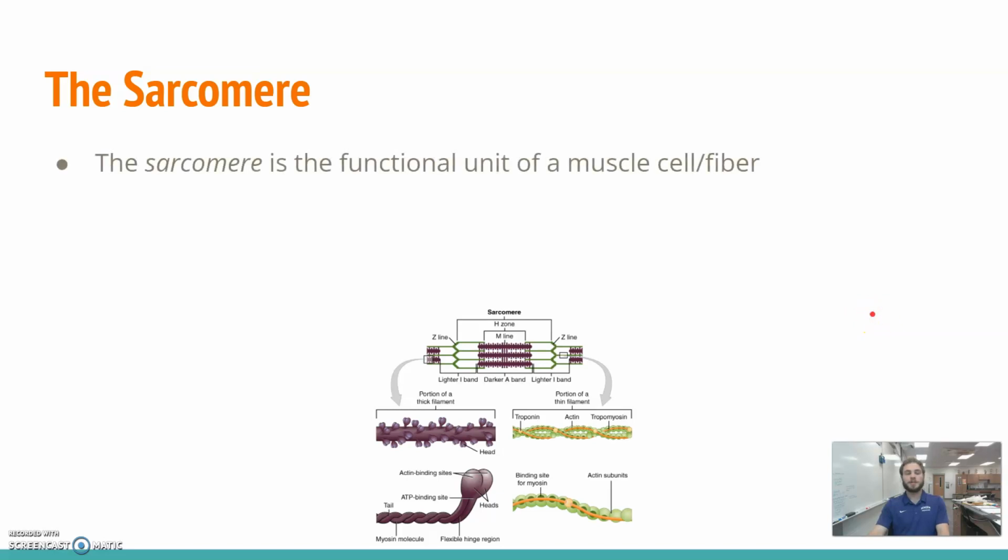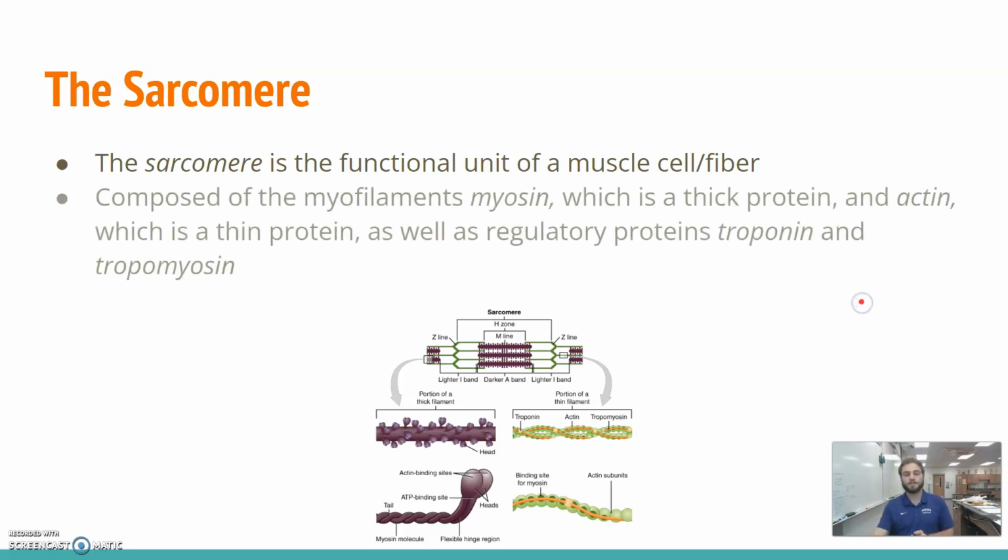So now we can get into the sarcomere. The sarcomere is the functional unit of a muscle fiber. Basically, all contraction can be traced back to the sarcomere. If you get any smaller than a sarcomere, you start to lose important aspects of contraction. There's lots and lots of myofilaments.